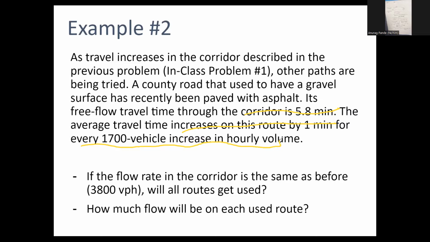And that's 5.8 minutes. And then the travel time increases by 1 minute for every 1,700 vehicle increase in hourly volume. So can you, based on this, write what would be the equation? What will be the link performance function like it was? It used to be for the first route, it used to be 4 plus 3x1. Can you come up with a similar equation? Yes, Tina.